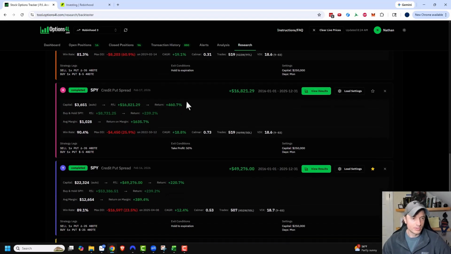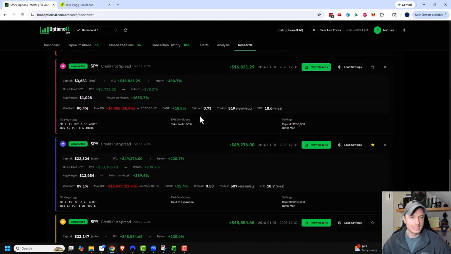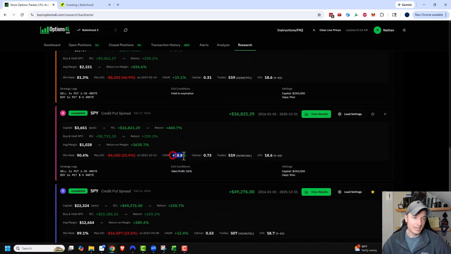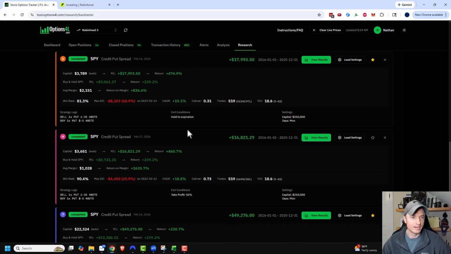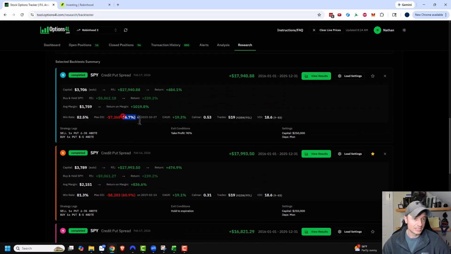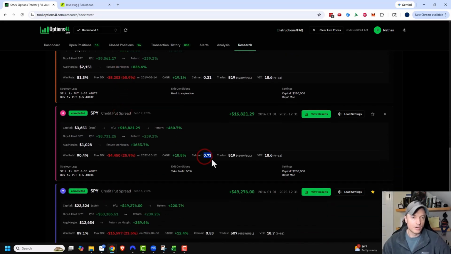We've already looked at this one. Let's continue on. So the next one with the highest CAGR was this one right here, which is a 35 delta and $5 spread. So again, with the 35 and $5, this one take profit at 50%, and we can see our CAGR is 18.8, so it's still quite up there, 5.5% difference right there. Our return on margin was still really good, 460%. Return on margin was significantly higher right here at 1,635%, and our max drawdown was only about 26%, so a smaller max drawdown, which has given us that Calmar of 0.73.